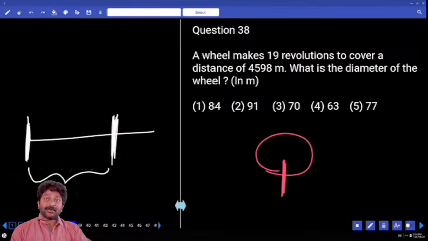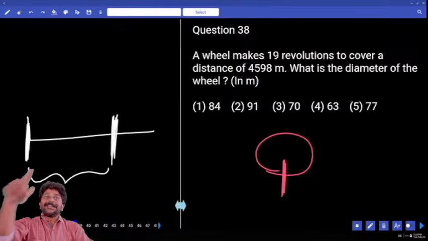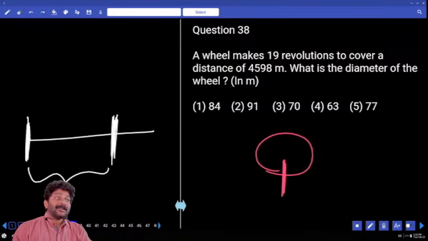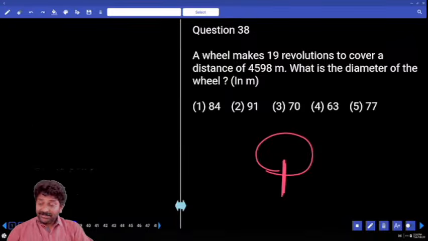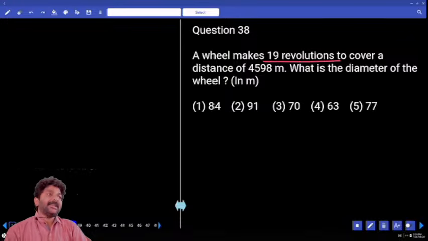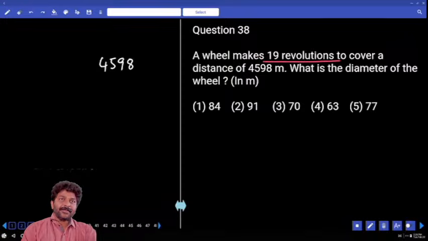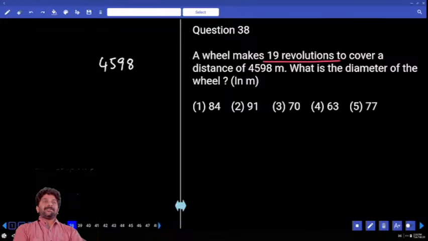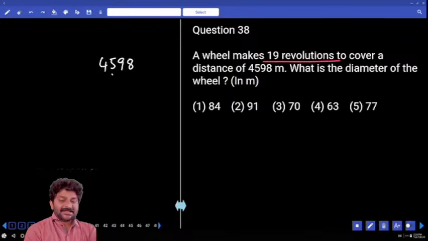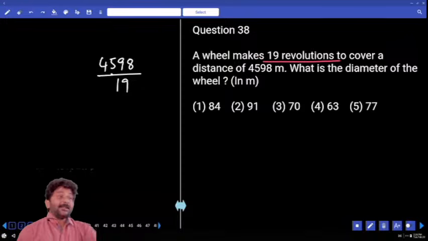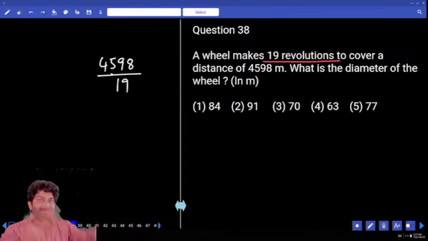That is distance. What is the distance equal to with respect to the tire? Circumference. Correct? So the distance between those two marks is called the circumference of the circle. Like that, a wheel made 19 revolutions and the distance is equal to 4598. This much distance it covered in how many revolutions? Per revolution, divide by 19 only. And this is equal to the circumference.